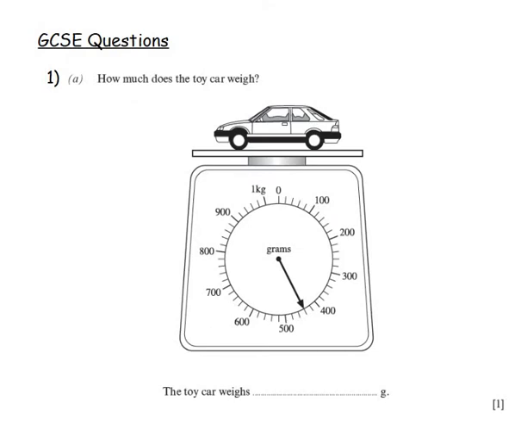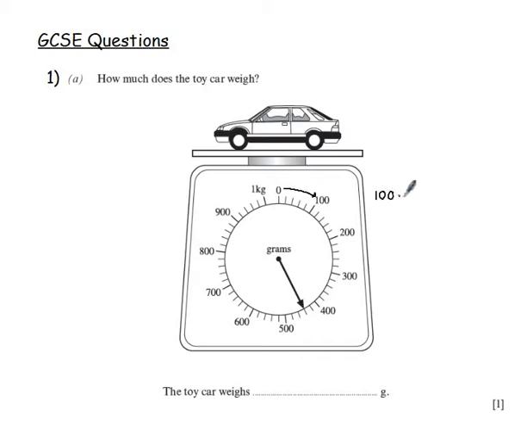Now we're going to have a look at some GCSE questions where they use scale. So question 1, part A, how much does the toy car weigh? So you can see the toy car is on a weighing scales here, and then we just need to put the measurement. So again, you need to work out the scale first before you start. So you can see from this 0 to 100, let's count how many little spaces there are. So 1, 2, 3, 4, 5. So in the space of 0 to 100, there's 5 spaces.